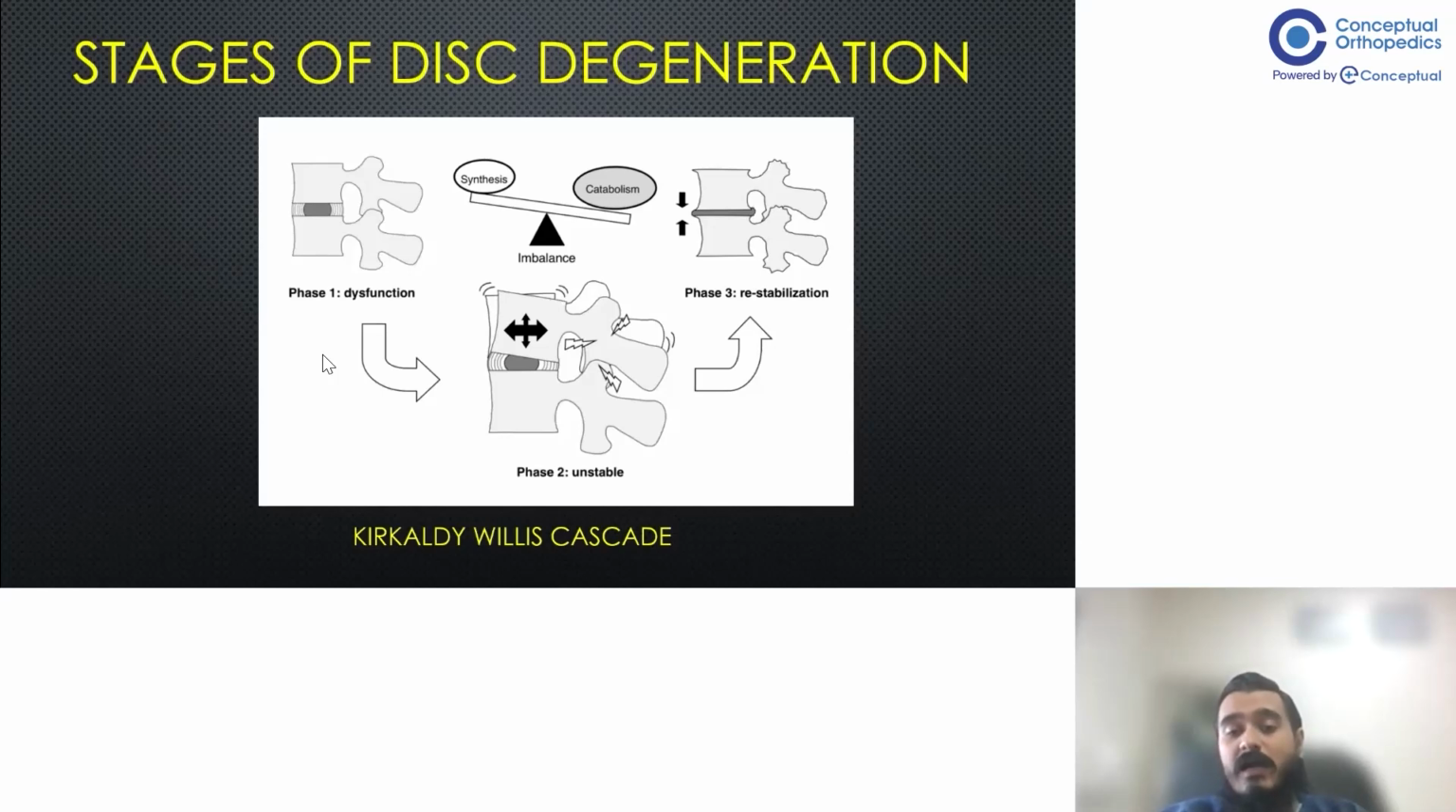Now, what is the Kirkcaldy-Willis cascade, or the stages of disc degeneration? So there are different stages of disc degeneration. The first is dysfunction. Dysfunction is basically something that is age-related. All the discs get dehydrated, they get degenerated, and they start to desiccate.